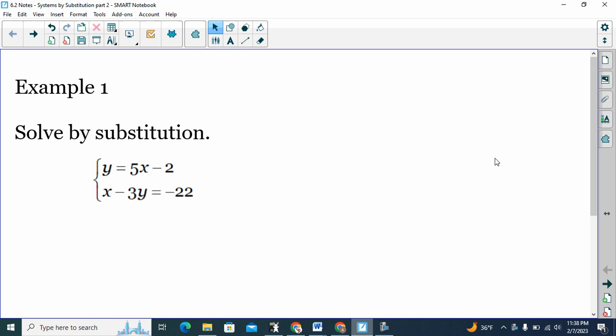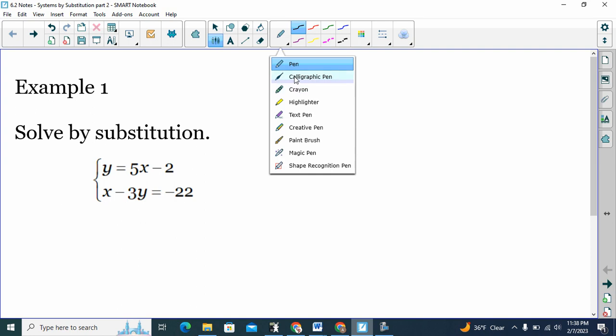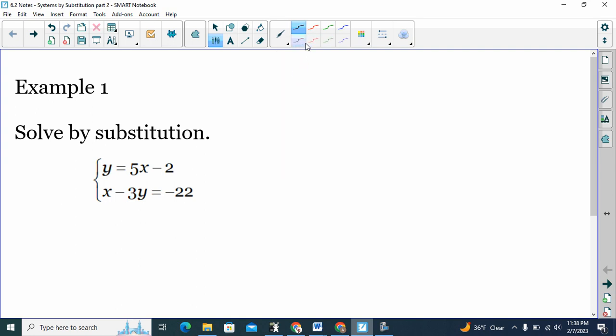Example 1, we're asked to solve the system by substitution, and we are given y equals 5x minus 2 and x minus 3y equals negative 22. So again, to substitute, we are going to take one of the variables, in this case y, whichever one says something equals something else. Y is equal to 5x minus 2. So we are taking what y is equal to, and we are replacing the y in the other equation.